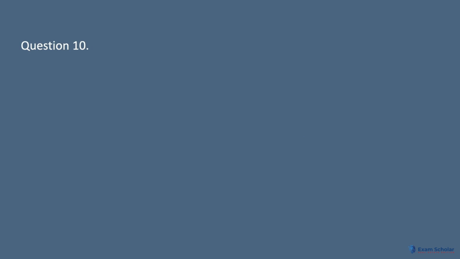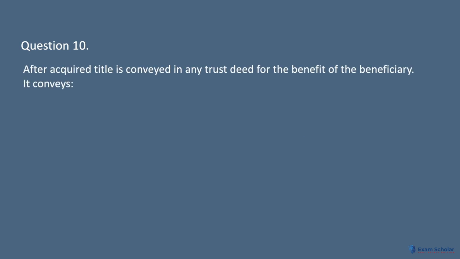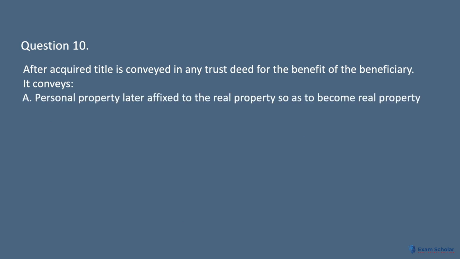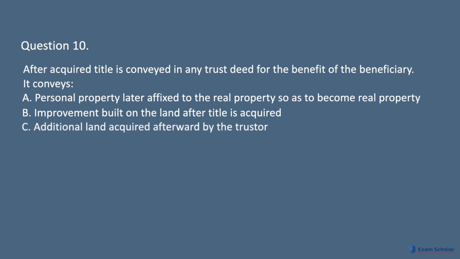Question 10. After acquired title is conveyed in any trust deed for the benefit of the beneficiary, it conveys A. personal property later affixed to the real property so as to become real property. B. improvement built on the land after title is acquired. C. additional land acquired afterward by the trustor. D. all of the above.